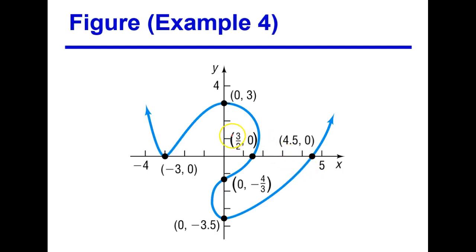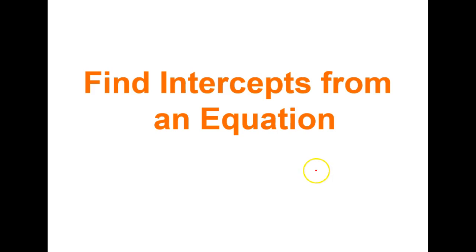So here's example 4. I'm asked to find all the intercepts from this graph. First I want to find my y-intercept. That's going to be anywhere my graph crosses the y-axis. Then I can find my x-intercepts and see anywhere that it crosses my x-axis. Those will be the points that I'm looking for.